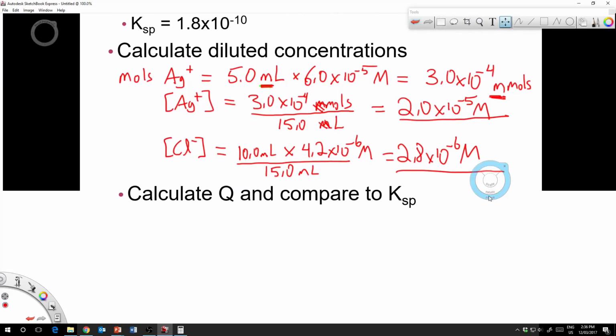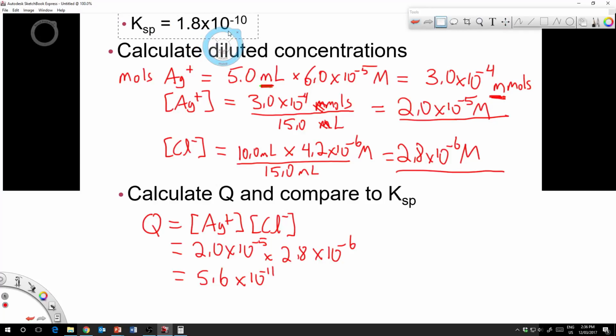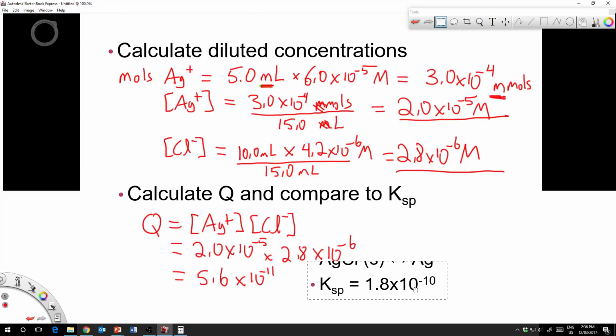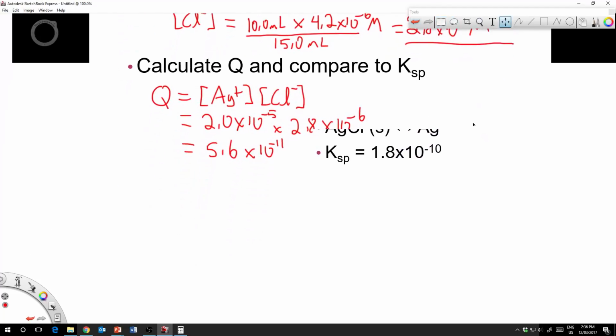All right, now the next part is to calculate Q. So Q is the product of silver ion concentration times chloride ion concentration. So this will be 2.0 times 10 to the negative 5 times 2.8 times 10 to the negative 6, which will be 5.6 times 10 to the negative 11. All right, and then we compare that to KSP. Let's grab the KSP from up here. There's our KSP.